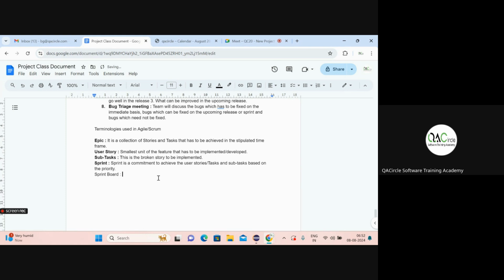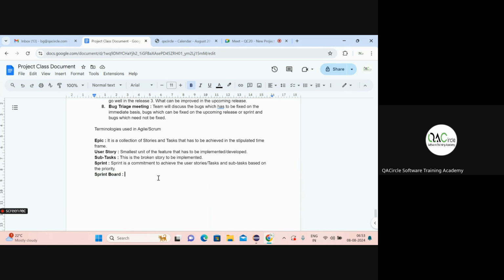Okay. So the sprint board, I'll tell you. Based on the project that you are working on, there would be a sprint board created in the Jira tool. What will happen in the sprint board? In this sprint board only, we will be creating all the epics, stories, tasks, subtasks, or even bugs.